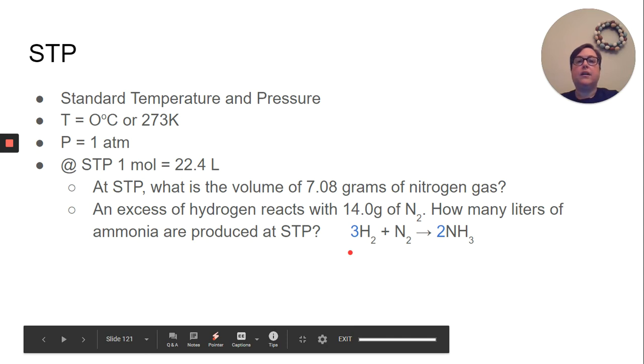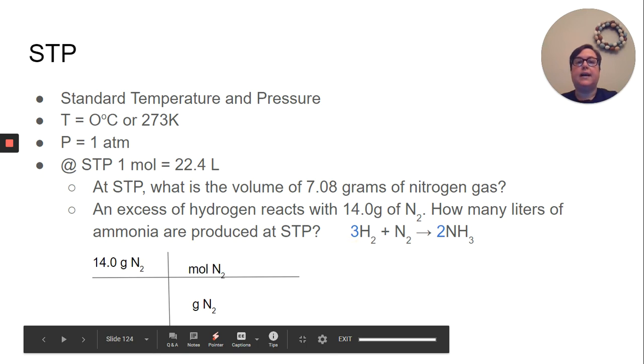Now we always start with the given. We're going to take the unit, grams N2, and we're going to pull it down to the bottom. Now the first thing to recognize here is that we are given information about nitrogen, but we're asked about ammonia. Anytime you go from one substance to another substance, you have to use the mole ratio, which means we have to have our nitrogen in moles. So that's our first step to stoichiometry, is convert our given to moles.